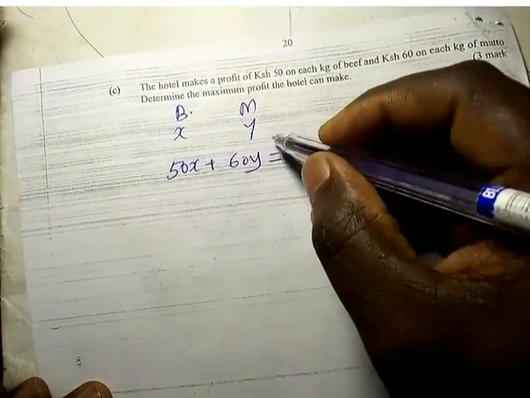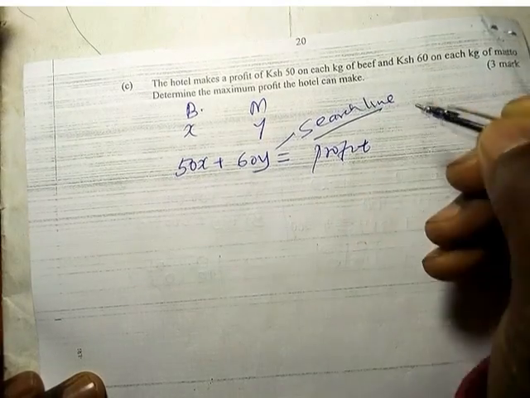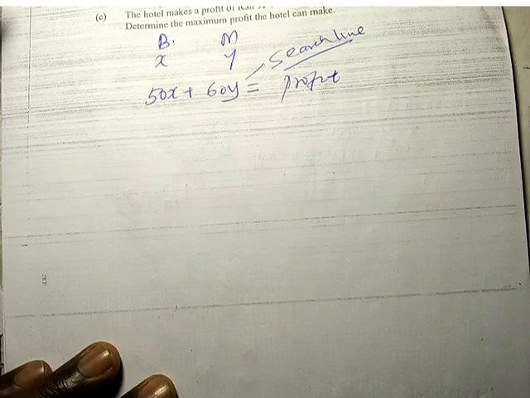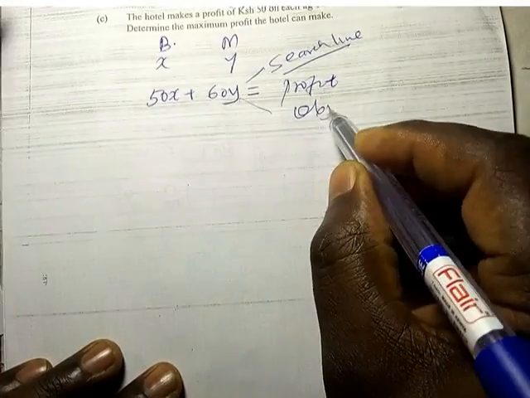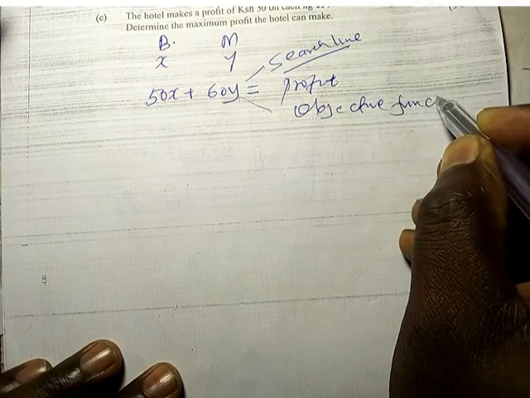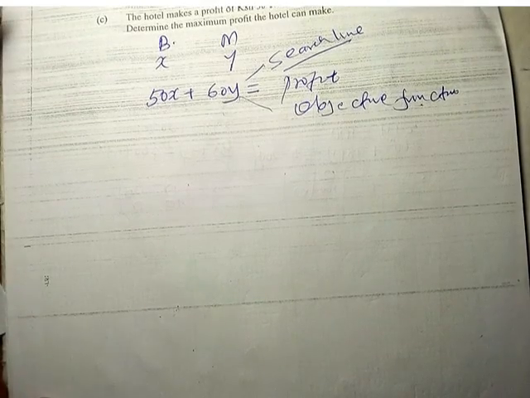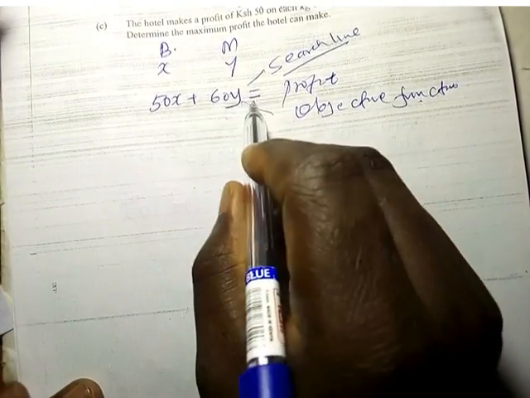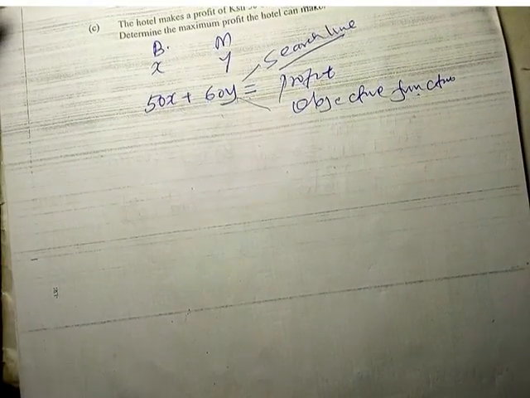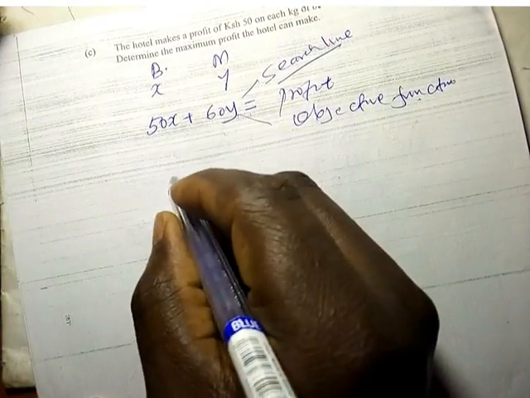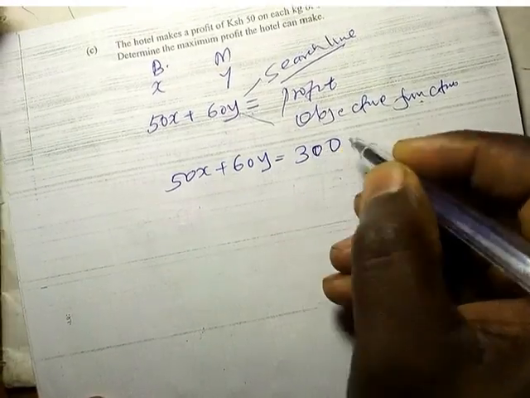So this one is going now to be our search line. We are going to get the search line, right? So 50x plus 60y is called the objective function, which will help us to optimize. You can also call it the optimization function. Now for us to equate, we equate it with the LCM. The LCM of 50 and 60 will be, you can use even 300. So 50x plus 60y equals 300 as the LCM.